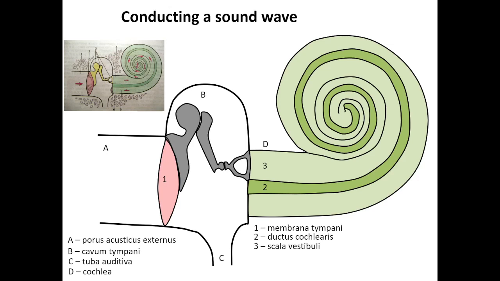Number three is scala vestibuli. And number four is scala tympani. And this number five, what do you think it is? That was membrana tympani number 1, and this is membrana tympani secundaria.